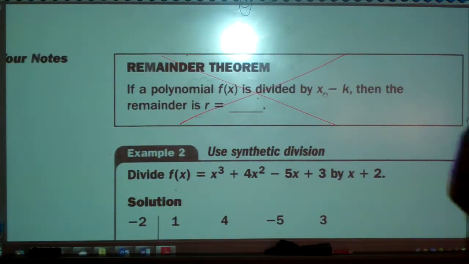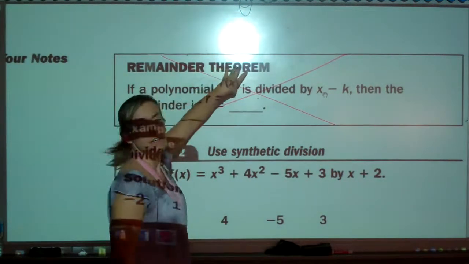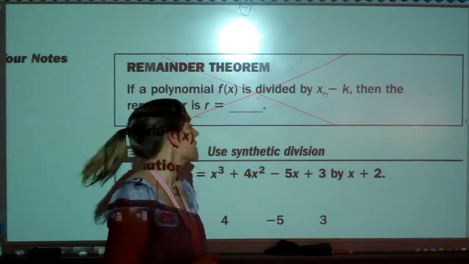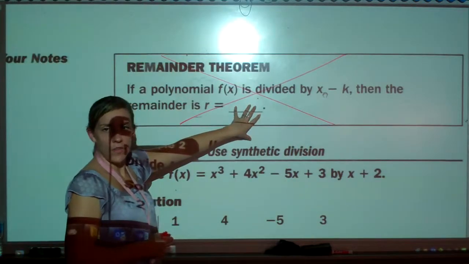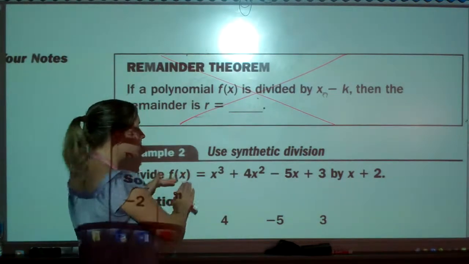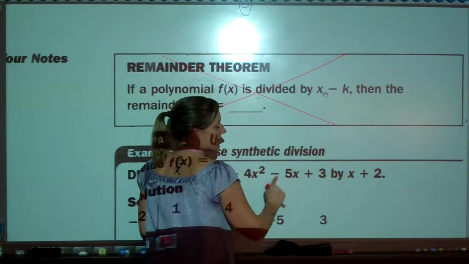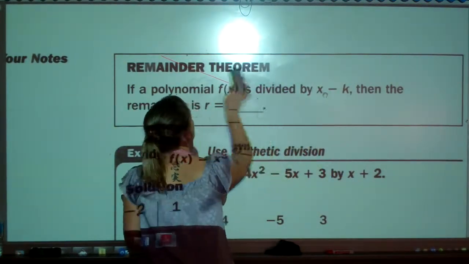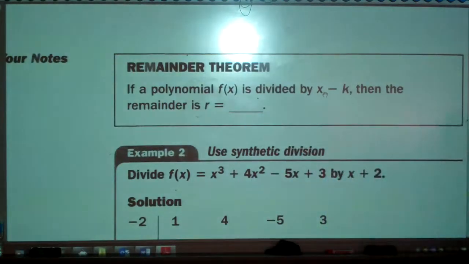Right, so the first thing you can do is cross out this remainder theorem. This is relating to something that we didn't talk about, where you can plug into functions and stuff like that. So you don't need to know that. What you really just need to know is how to use synthetic division in order to divide these two, okay? So you can cross that out and move on to this next part.